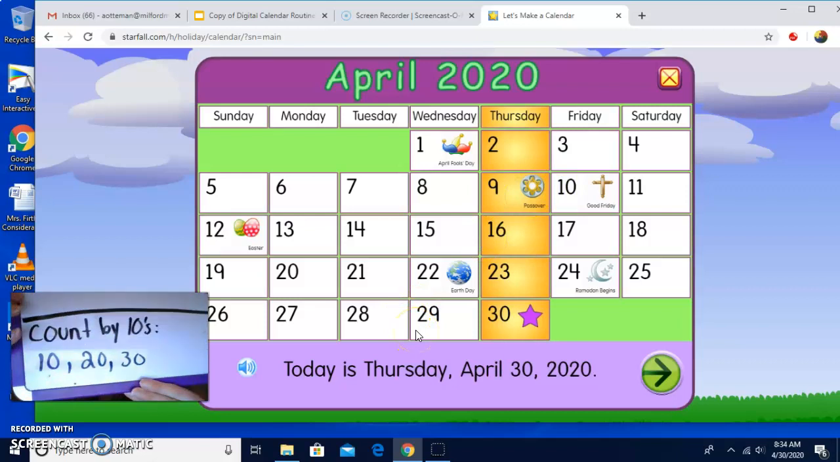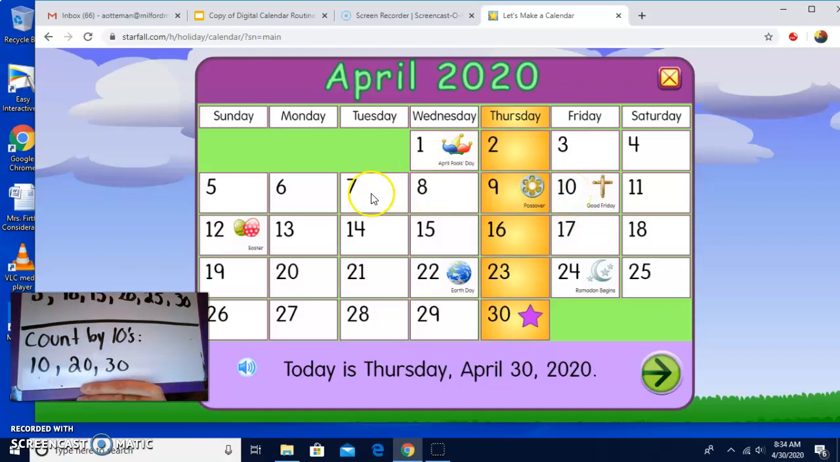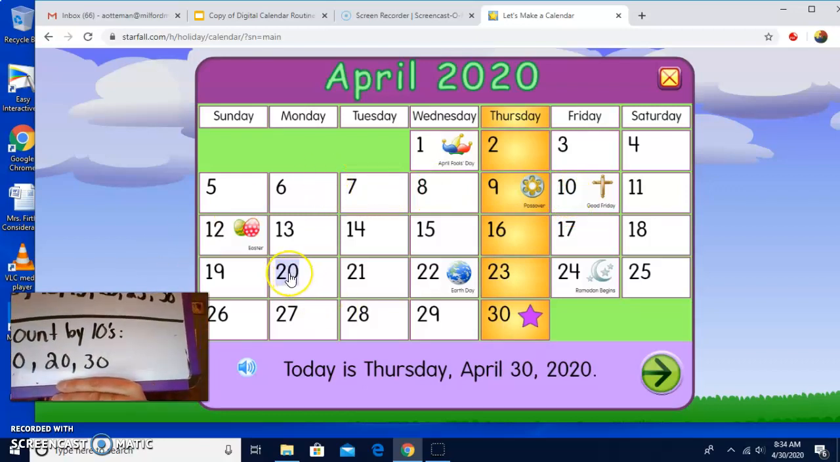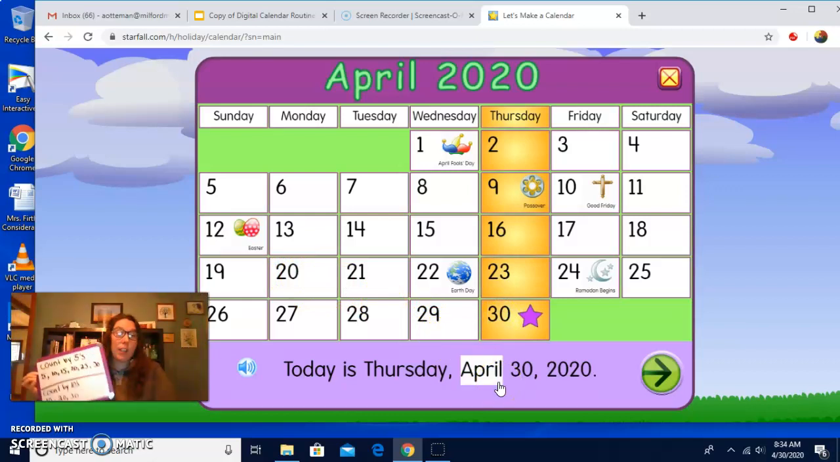Next, let's count by tens. We're going to count by tens. When we count by tens, we start at 10. So it goes 10, 20, 30. Let's look at that. 10, 20, over there, and 30. Good. That's counting by tens.